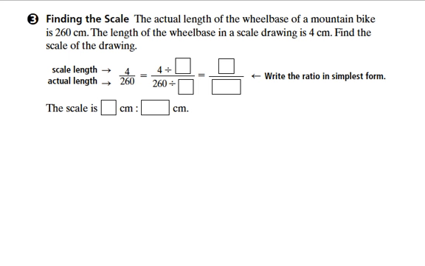So we write the 4 centimeters on the top because that's the scale length. We write the actual length on the bottom of 260. We need to simplify this, write it in simplest form. 4 will go into both 4 and 260. So we divide 4 divided by 4 is 1, and 260 divided by 4 is 65. So the scale is 1 centimeter to 65 centimeters.